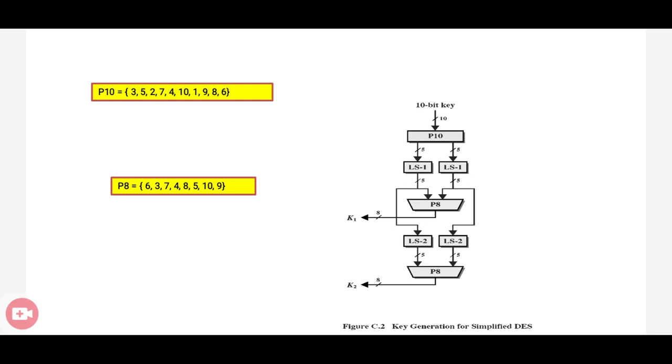So we have a 10-bit key, but the subkey size is 8 bits. Why? First we perform a permutation with respect to 10 bits. But after shifting, we have to perform a P8 permutation, that means permutation with respect to 8 bits. So we can produce an 8-bit key. So the original key size is 10 bits, but the size of the subkeys or round keys is 8 bits in the SDES mechanism. Clear?